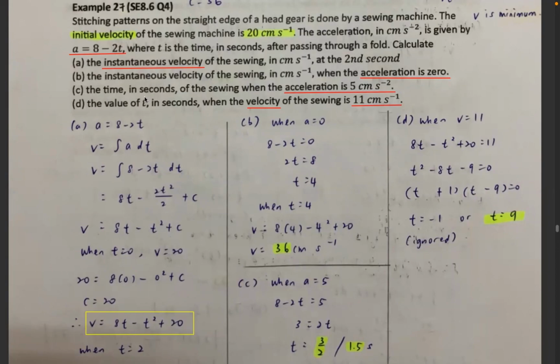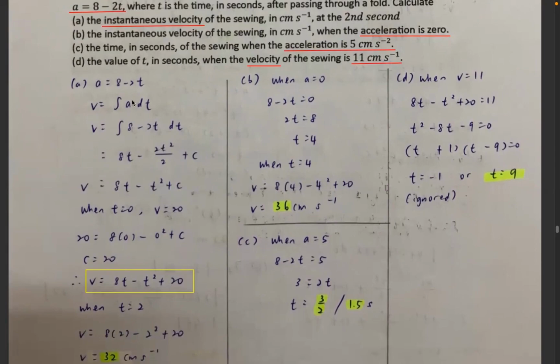C, calculate the time in seconds of the sewing machine when the acceleration is 5 cm per second squared. So when a equals 5, we have a equals 8 minus 2t. So 8 minus 2t equals 5. Then just bring over, we have t equals 3 over 2, or 1.5 seconds.